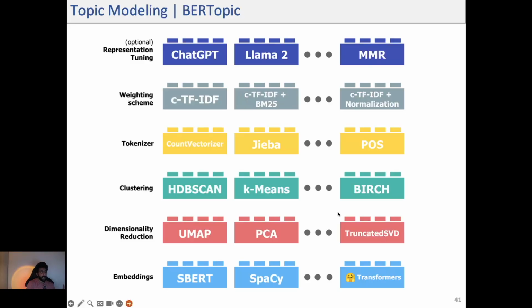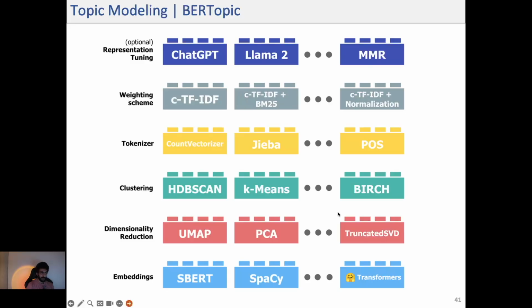Then with the tokenizer, we said once the documents are clustered, we tokenize the texts into those clusters. The default is count vectorizer, but for Chinese, for instance, you can use Jieba. And a POS-based tokenizer can also help filter for nouns and proper terms to improve the topic interpretability.